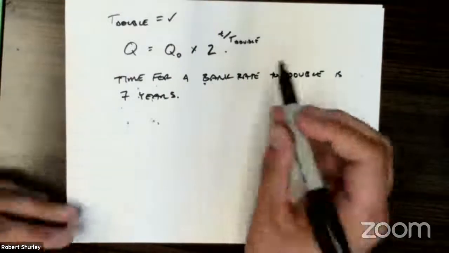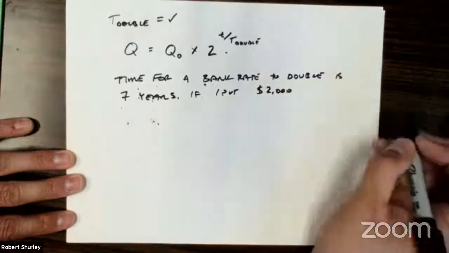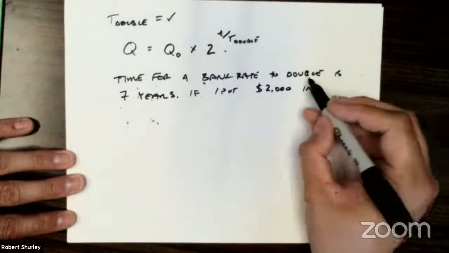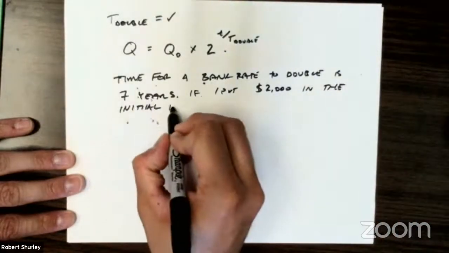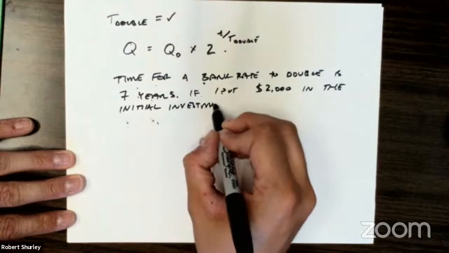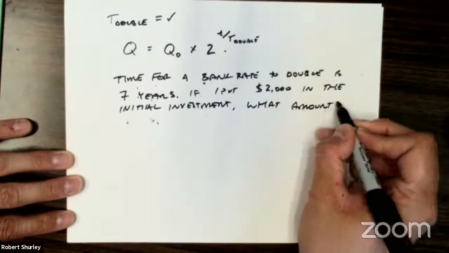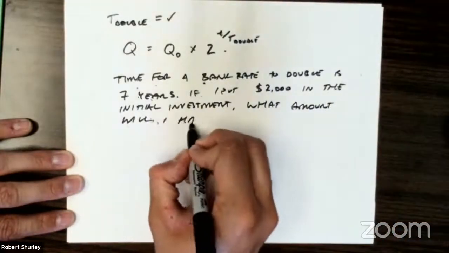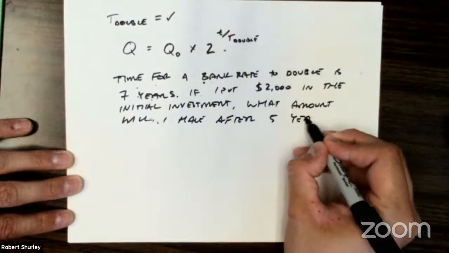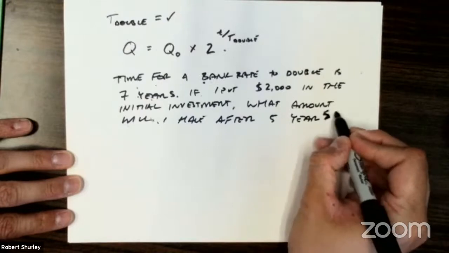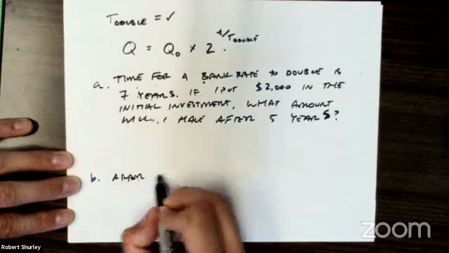I want to know, well, if I put $2,000 in the account, what amount will I have after 5 years? We'll do that one. And then we'll say for the same scenario, what about after 10 years?